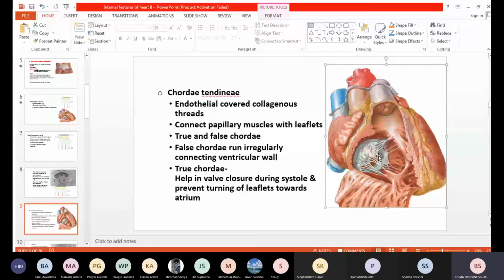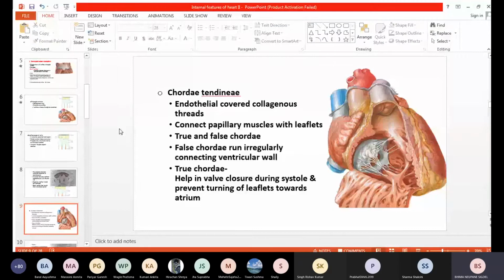So most importantly, the complete closure of the valve is performed by the chordae tendineae, and along with that they prevent the turning of the leaflet towards the atrium. That is the function of the chordae tendineae.